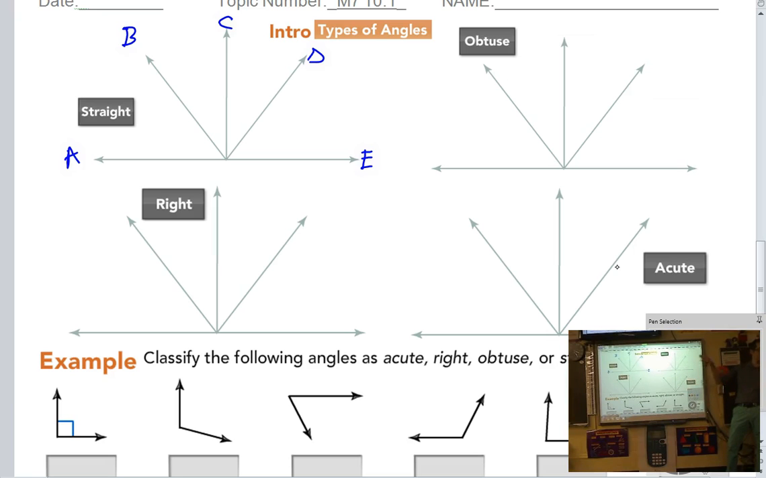I know, but left to right. What when we name the angle? Chill. We're not naming angles right now. We're going to draw examples.